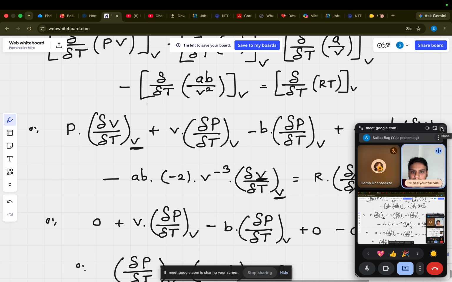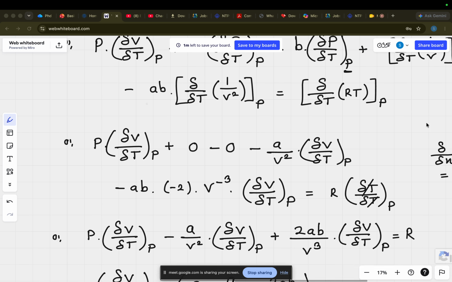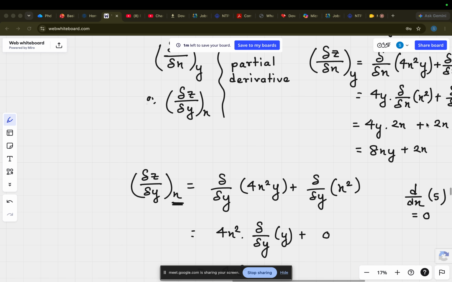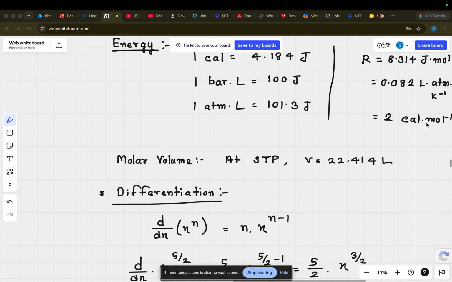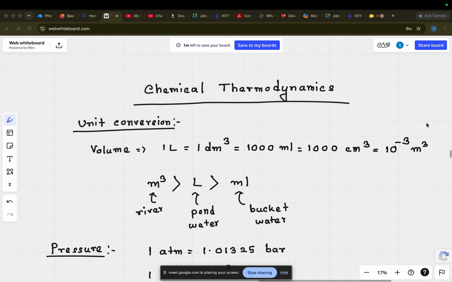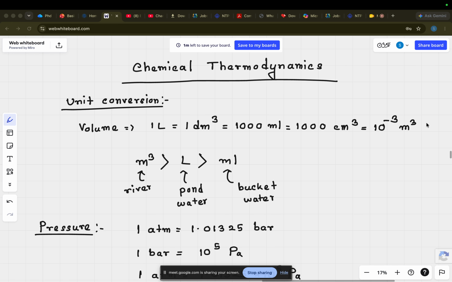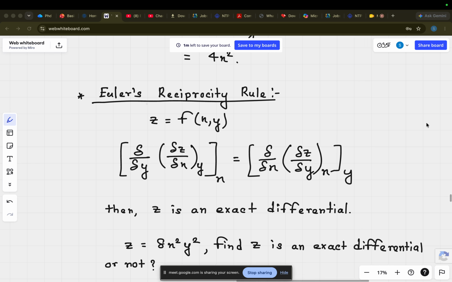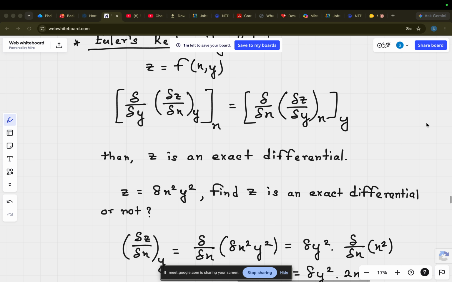So, this is your yesterday's class. We have discussed basically derivation and those things. Sir, you just check the recording, chemical thermodynamics. We have started from here and then we have done this Euler's reciprocity rule. So, what is your Euler's reciprocity rule? You know the derivation, right?